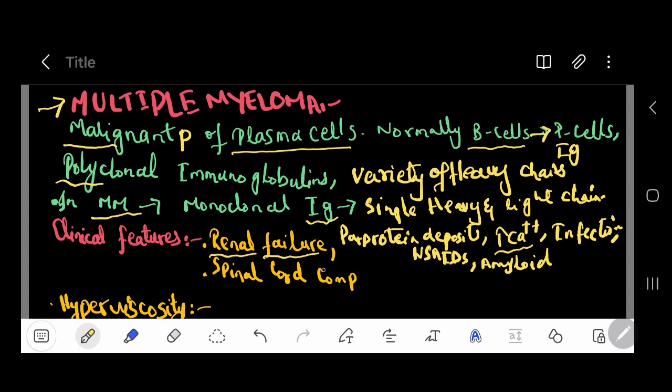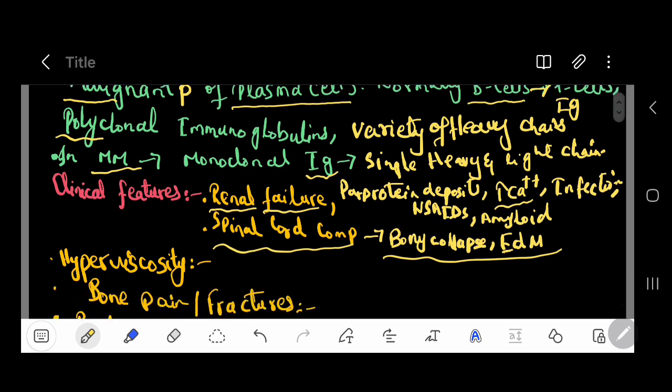You will also see spinal cord compression. Spinal cord compression is due to bony collapse because of certain cytokines released from the malignant plasma cells, and as a result the osteoclasts are activated, leading to destruction of the bones, and bony collapse will result in spinal cord compression and also extradural mass. These both result in spinal cord compression.